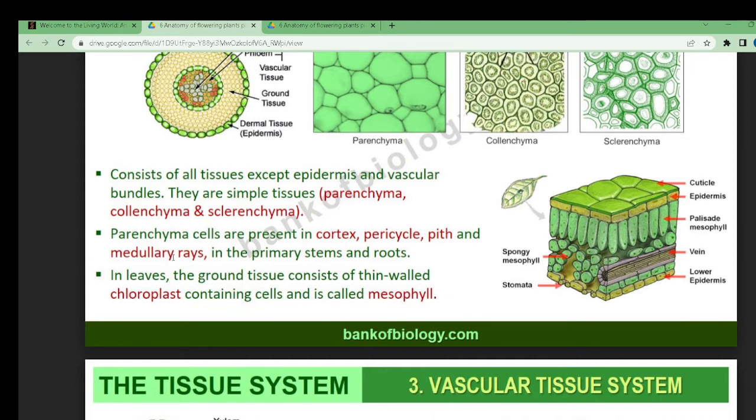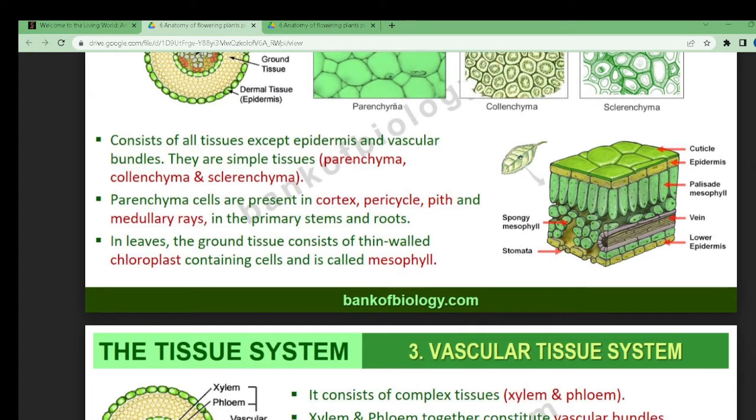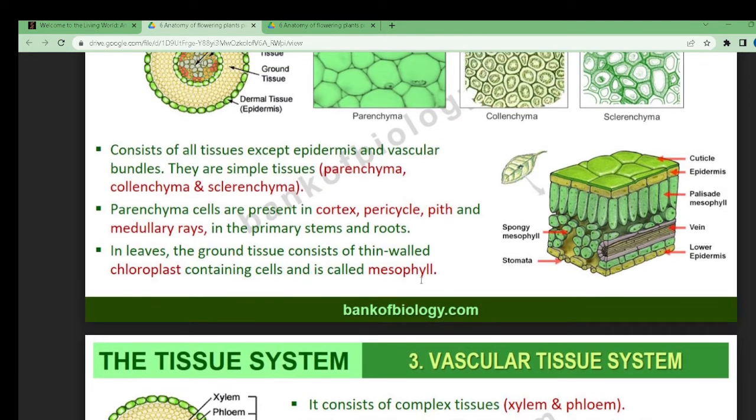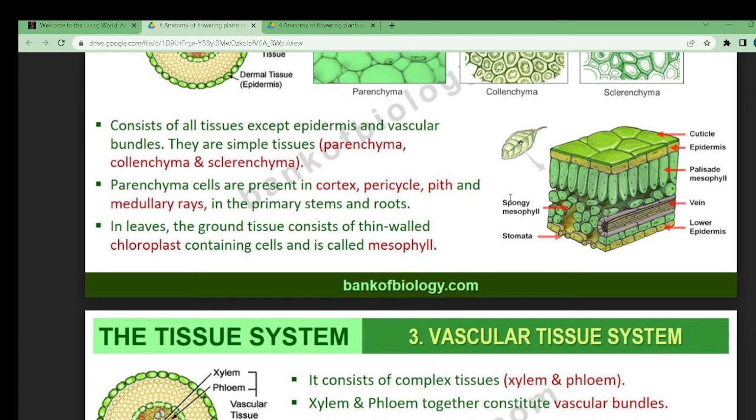In leaves, the ground tissue consists of thin walled, chloroplast containing cells, and it is called mesophyll. Parenchyma are also present. So in the leaves it is present as a thin walled structure of chloroplast containing cells, called mesophyll. So the cell name is mesophyll, which also contains the chloroplast. You can see here spongy mesophyll is present in the leaves.